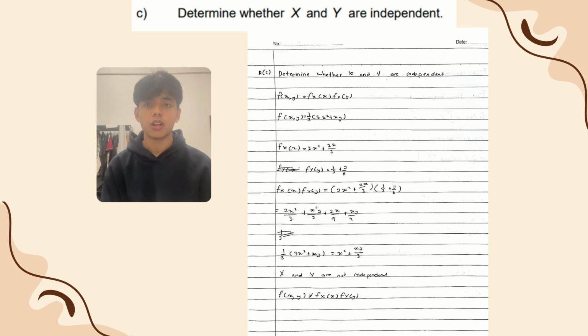From part B, we already have the answer for both marginal density functions. In order to find the answer, we need to multiply the marginal density functions of x and y. After I multiply them, I get an answer which is not equal to the given joint density function. Since they are different and not equal, x and y are not independent. So that's all for C.